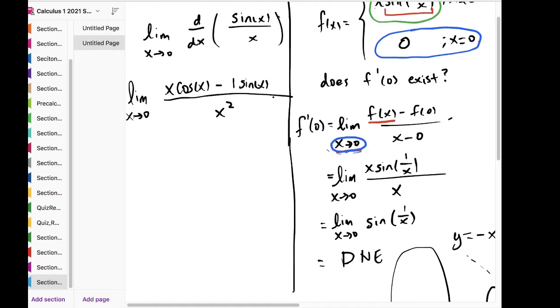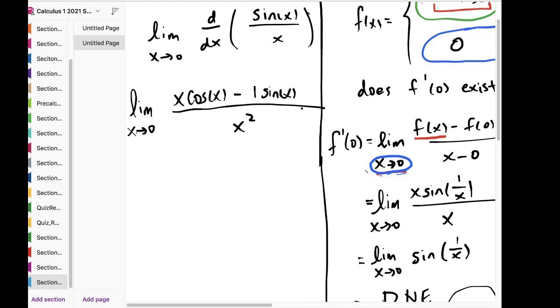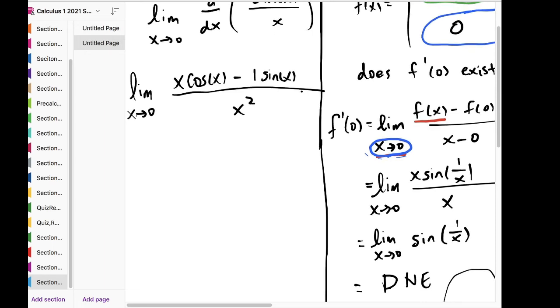Okay, so how do you solve this limit? x cosine x minus sine x over x squared. Any ideas? Do you see anything nice? Any identities? Yeah, you'll probably have to use sine of x over x, right? So how can you deal with that? Maybe split it up.